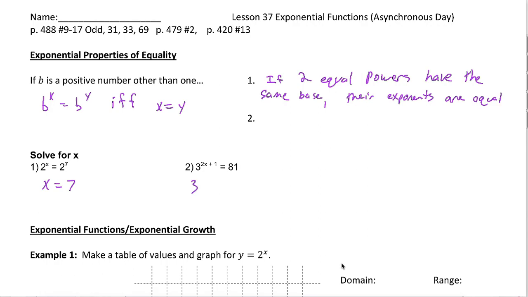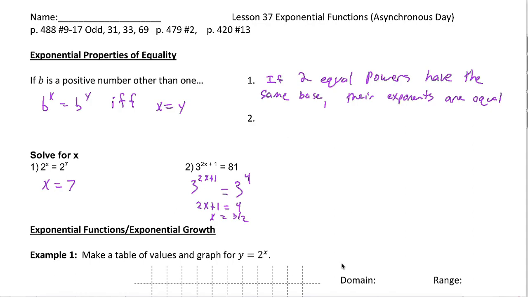So you can take 3 to the 2x plus 1 equals 81 and rewrite that as 3 to the 2x plus 1 equals 3 to the 4th. And that must mean that the exponents are equal to each other. 2x plus 1 must equal 4, which means x has to equal 3/2. That's the first part of the property of equality.